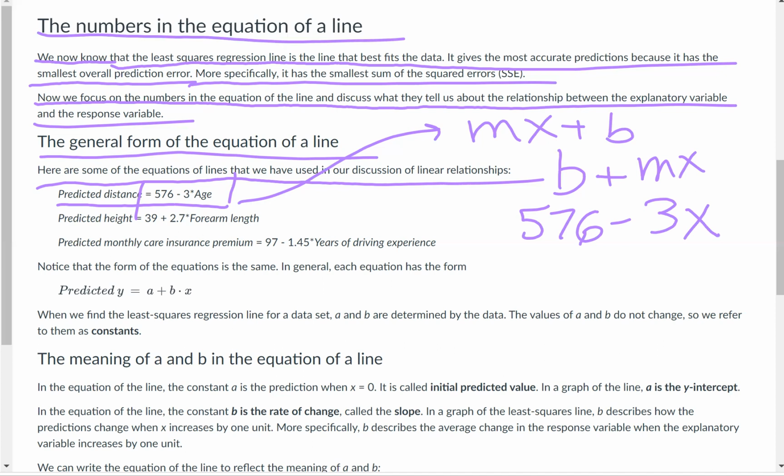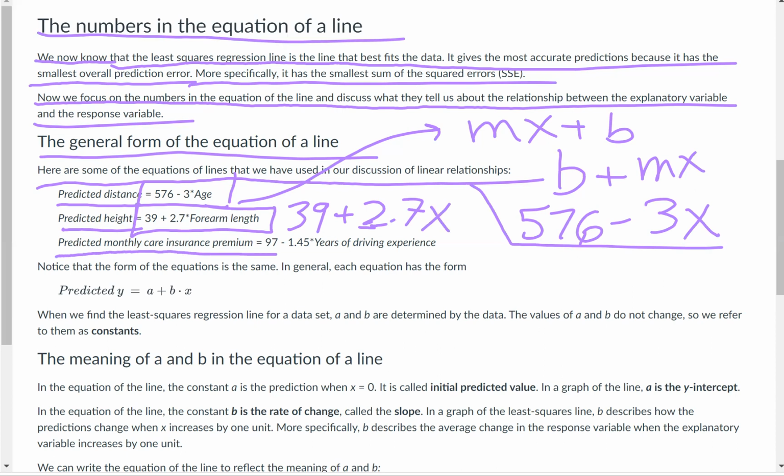Another example might be predicted height is 39 plus 2.7 times your forearm length. That's kind of interesting. In that case, 39 is the y-intercept, or the constant term that does not have a variable attached, plus 2.7, that's the slope, times your forearm length, which is your x value. And the third example, predicted monthly car insurance premium: 97 would be your y-intercept, and then the slope is negative 1.45 times the number of years of driving experience, that would be your x value. So those are just three examples.